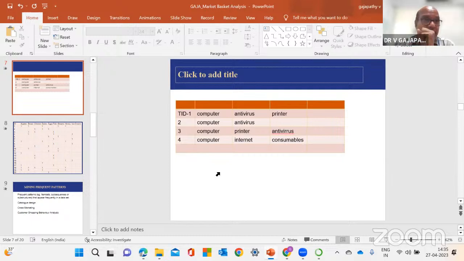That is why if you are plugging in real-time data, then the decision making takes much computational time. And the algorithm is also very simplified. That's very interesting. We need not go to those areas. What I'm talking about is the item set, which is these 3 things. Computer, antivirus, printer is an item set. And computer, antivirus is an item set. Computer, internet is an item set, and computer, internet, consumables is another item set.